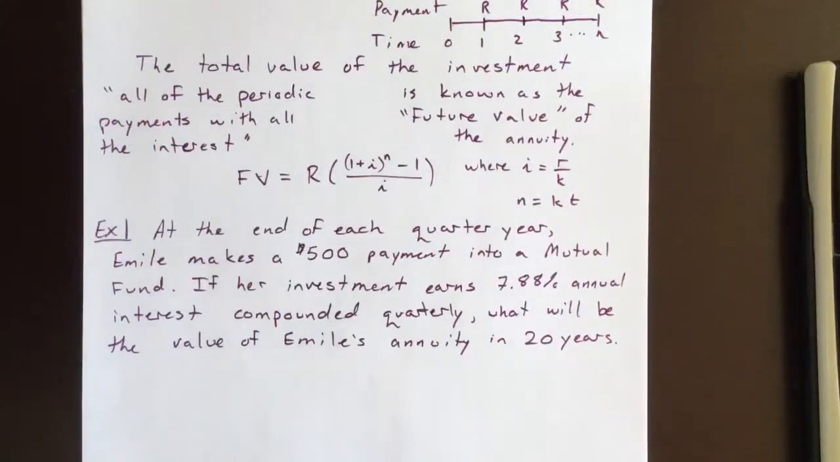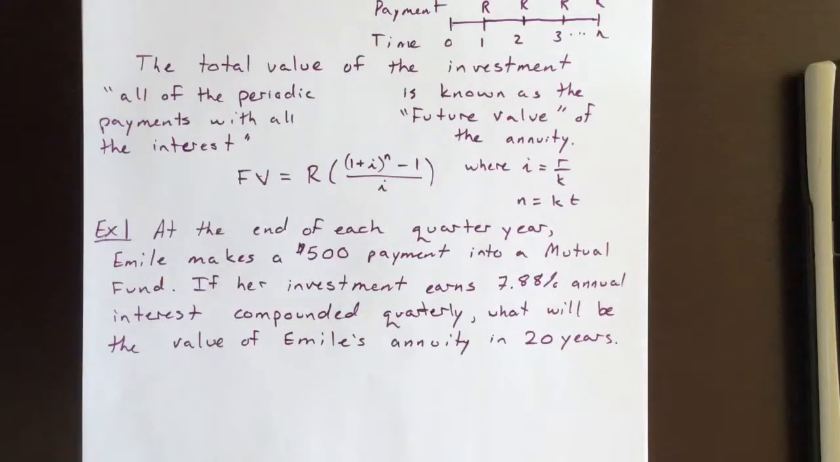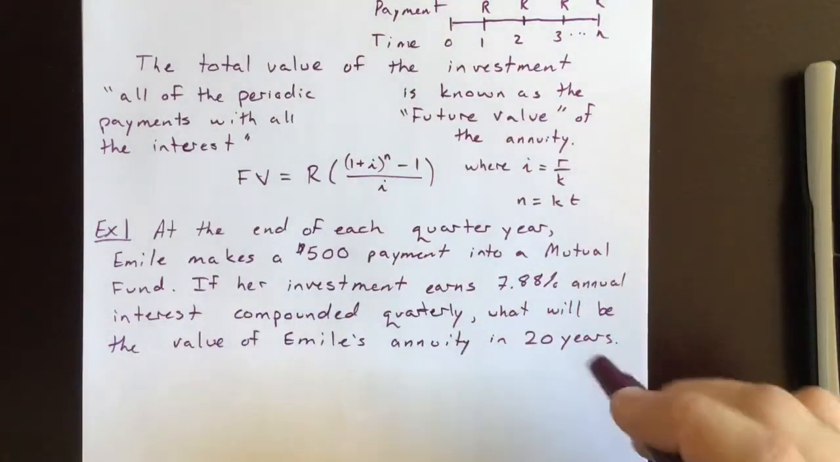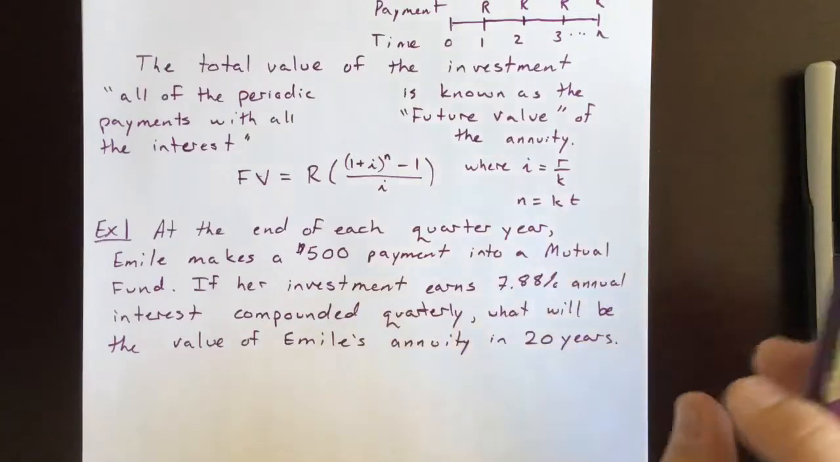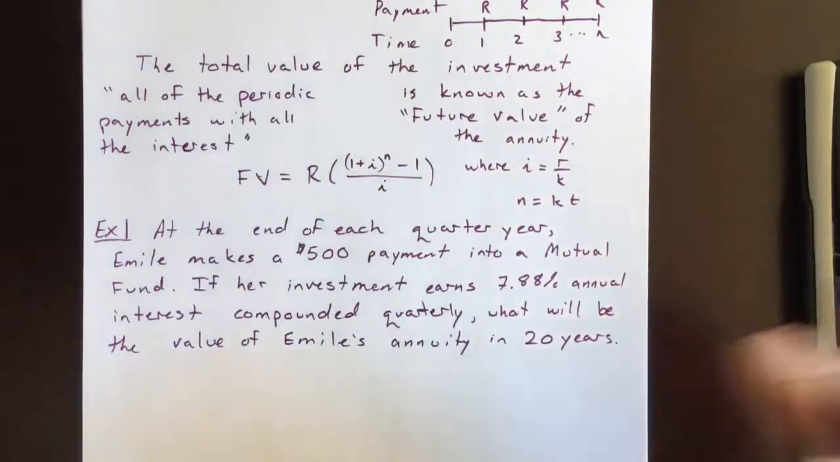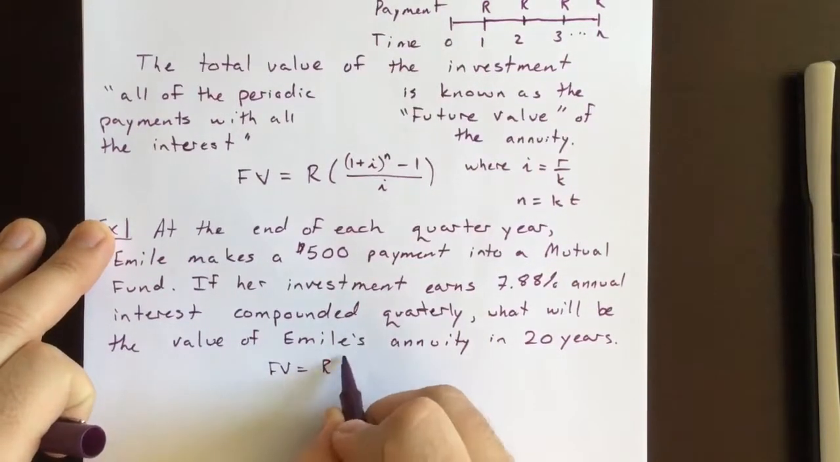Okay. So we see here in this example, Emily, I think it's pronounced Emily actually, it's a unique name. Emily makes a payment of $500 into a mutual fund. So a mutual fund is a type of annuity. If her investment earns 7.88% compounded quarterly, what will the value of her annuity be in 20 years? So again, writing our formula down, always wanting to do that.